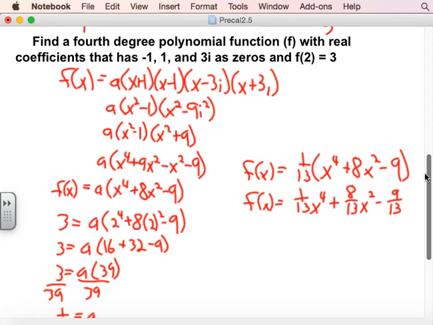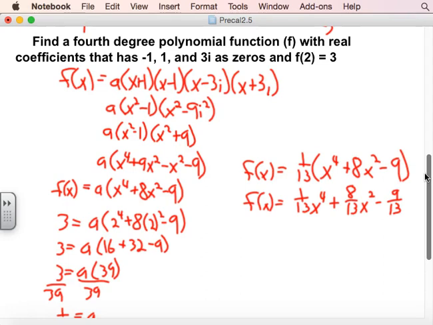Then we just FOIL x squared minus 1 and x squared plus 9, and we get x to the 4th plus 8x squared minus 9. So at that point, we need to solve for a. So we plug in 3 for f of x, and we plug in 2 for x, and we do all the math.